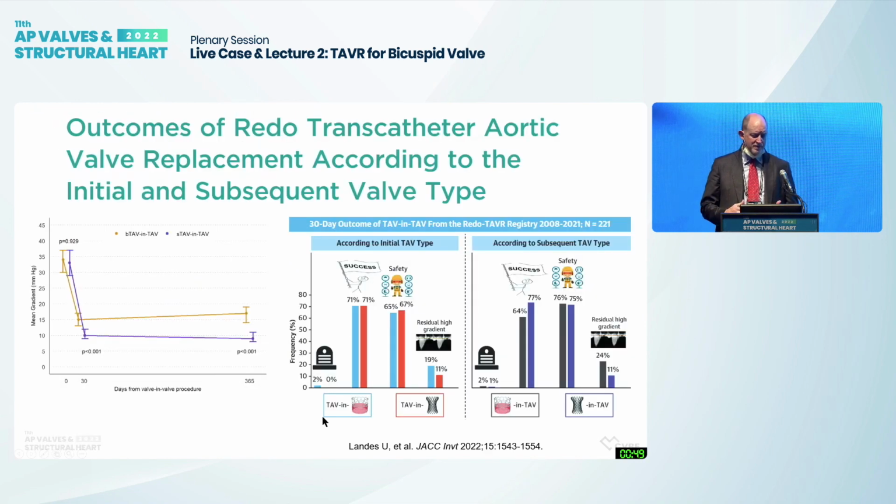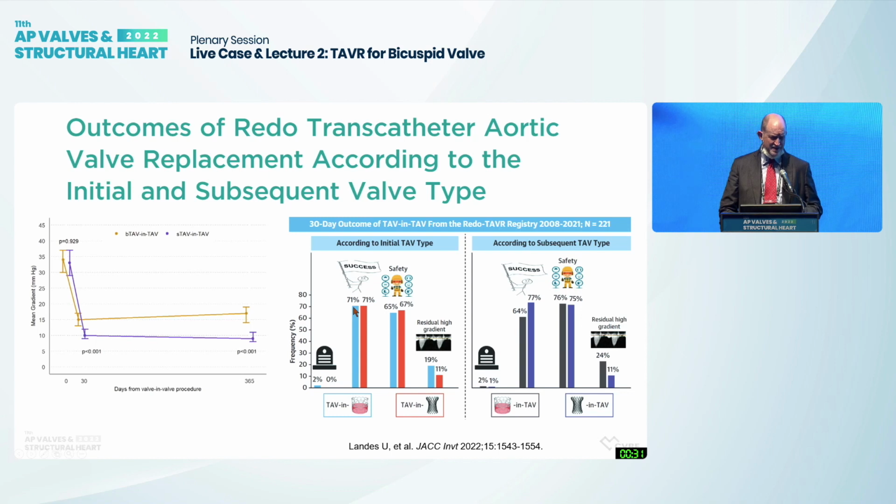What about outcomes for TAV in TAV based on valve type? Well, as I said earlier, in general, the self-expanding is going to lead to better gradient profile. Now here's a graph based on the first valve choice, whether it's balloon expanding or self-expanding. And really they did quite similarly.